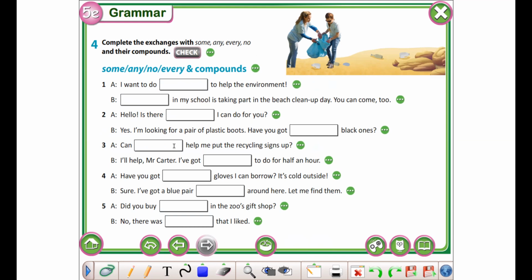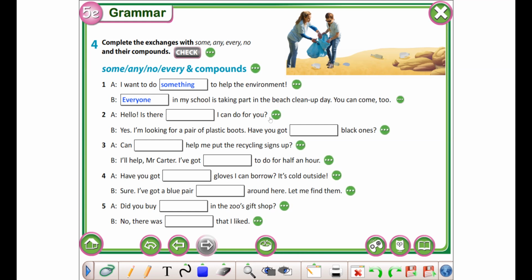Okay. Ще пишем ли? Айде да пишем. Something to help the environment. Yeah. Everyone in my school is taking part in the beach cleanups day. You can come too. Okay, so everyone in my school is taking part.